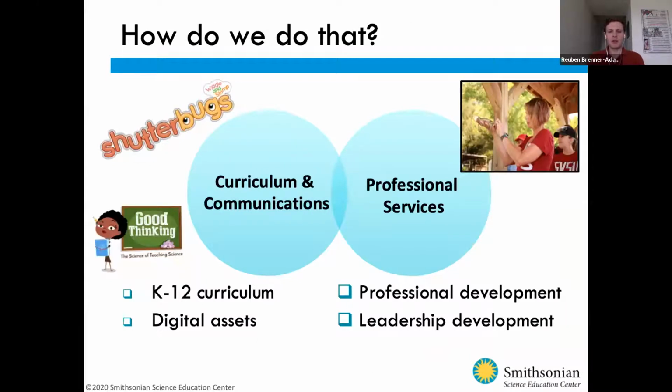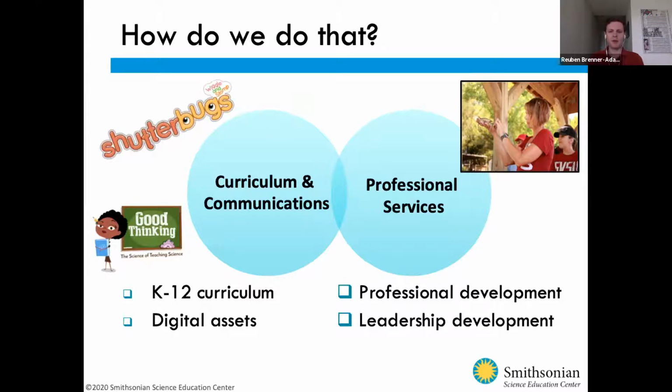So we have 2 major functional divisions. One is curriculum and communications, and the other is professional services. Professional services focuses on professional development and leadership development for educators, administrators, and others in the educational system. And right now, they're really retooling a lot of their professional development and leadership development to make it useful for distance learning and virtual learning. So keep an eye out for some announcements about our professional services offerings for the summer and the coming year.